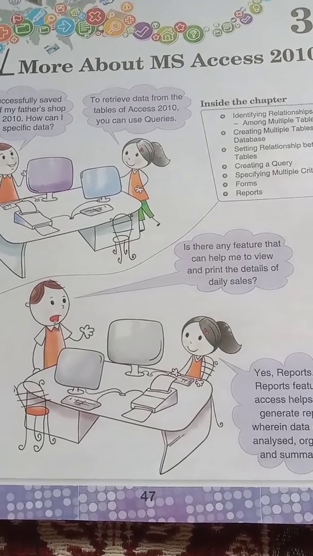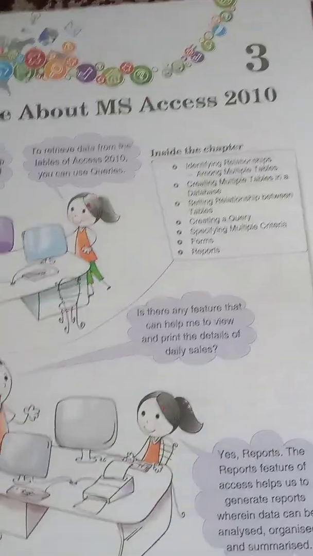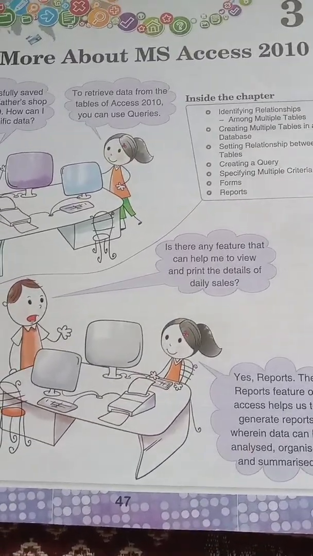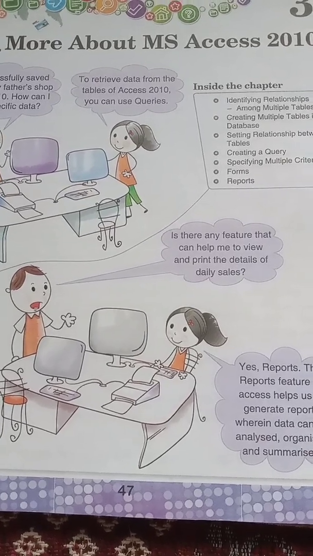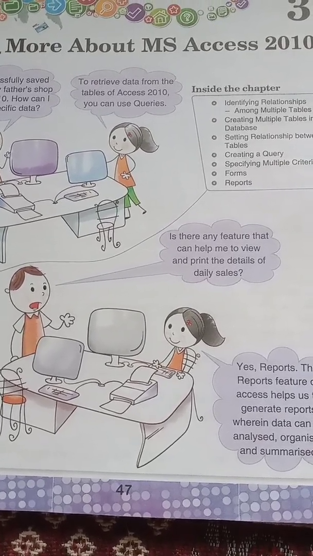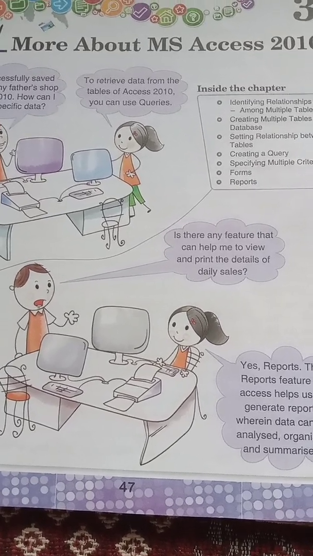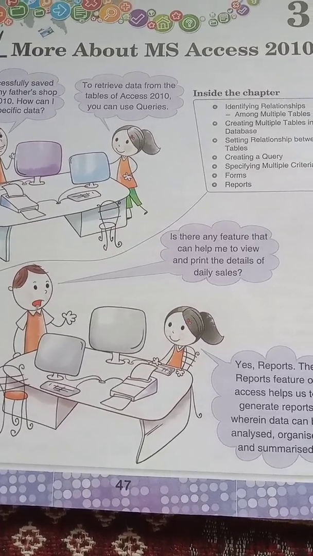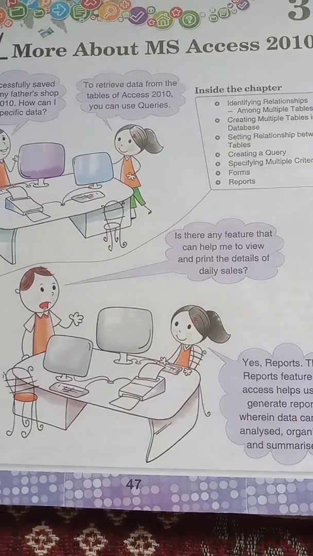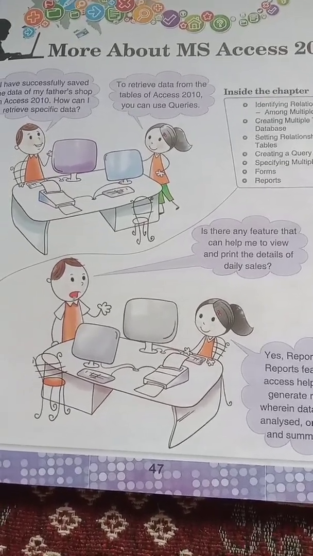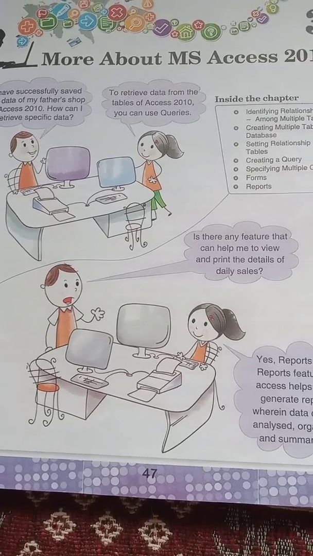So now let us start the third chapter. So we'll go for the revision of this chapter. More about MS Access. Students, in this chapter we'll read about identifying relationships among multiple tables. Relationship among multiple tables means whenever there are relations between the tables. Creating multiple tables in a database.